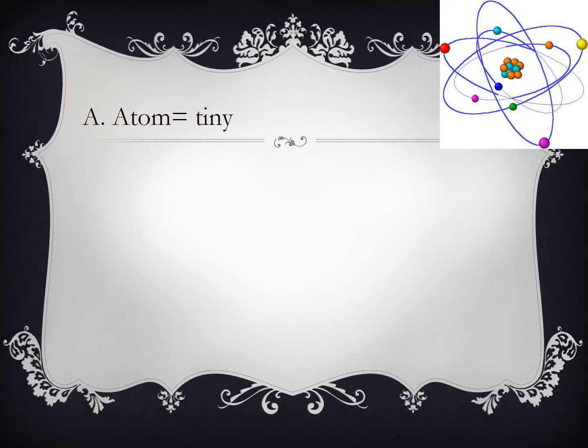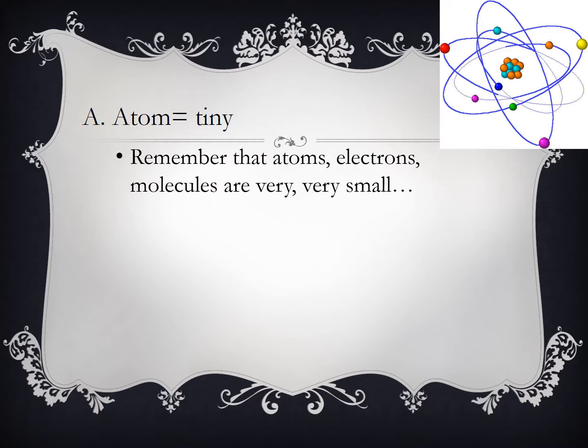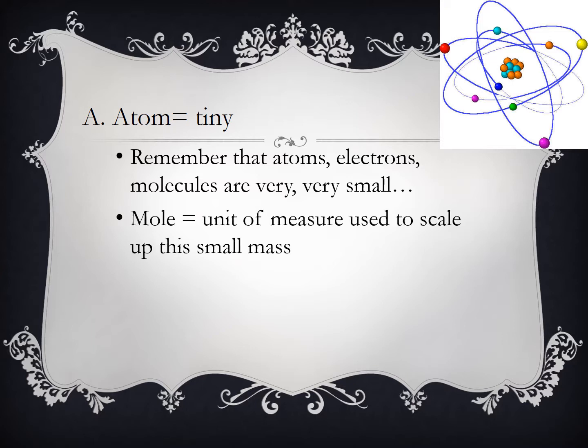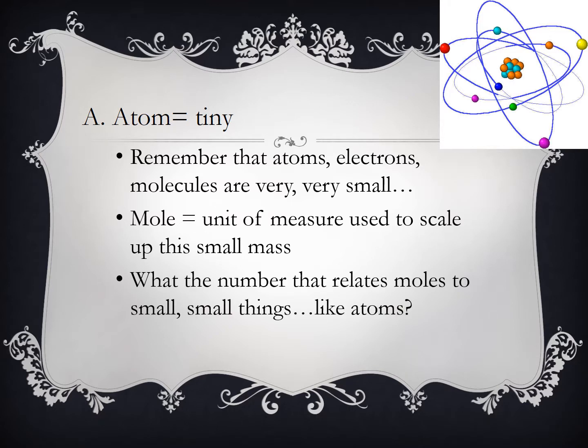So why do we have a mole? We know an atom is very, very small. So it's basically weighing nothing compared to things around us. So we use a mole to help use that scale to help come with that small mass. So what number relates moles to very small things like atoms? And that is Avogadro's number.